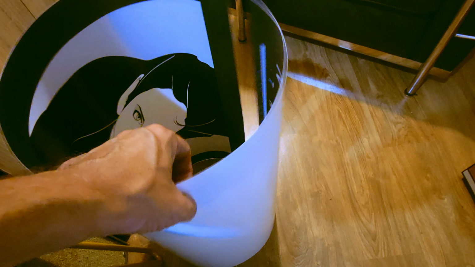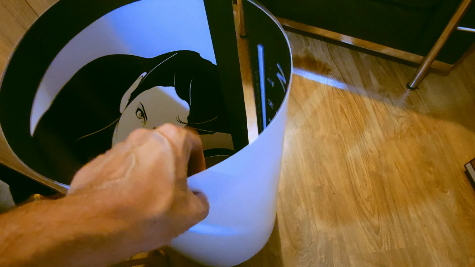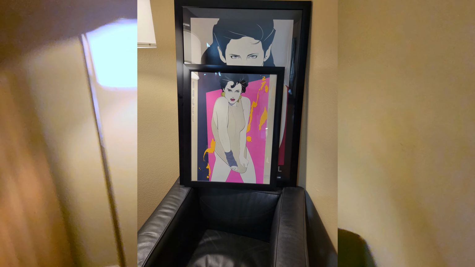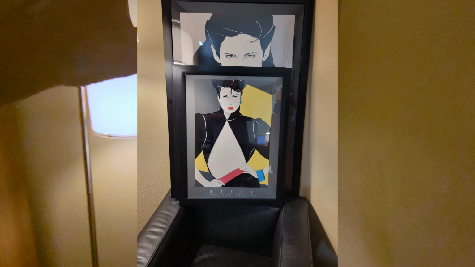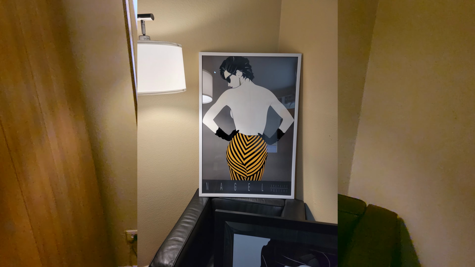These are on like a cardstock. So these aren't poster grade paper. These are actual cardstock that are super durable and heavy duty. These are going to be put in frames and be put up on the wall. Maybe one here, maybe one here, one here. Make it look really dope.